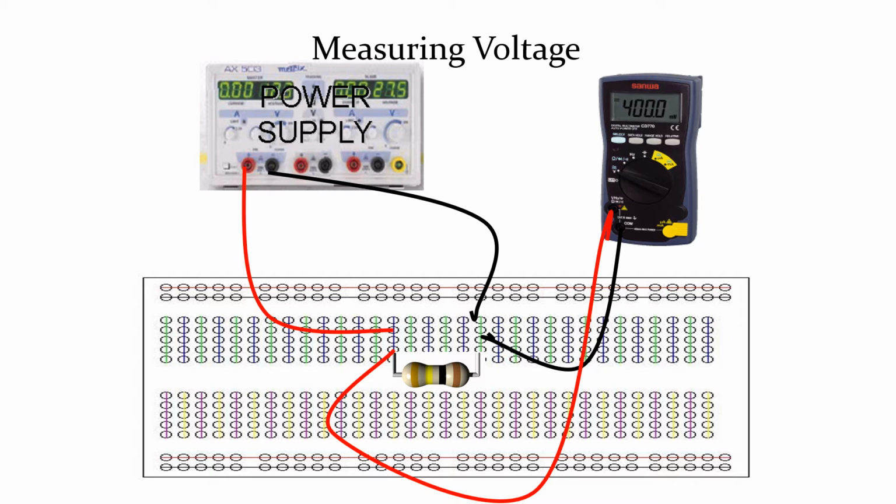Then the positive terminal of the multimeter connects to the positive terminal where you connected the power supply, and the negative terminal of the multimeter connects to the negative terminal of the power supply. So that is how you measure the voltage while you put the components on the breadboard.